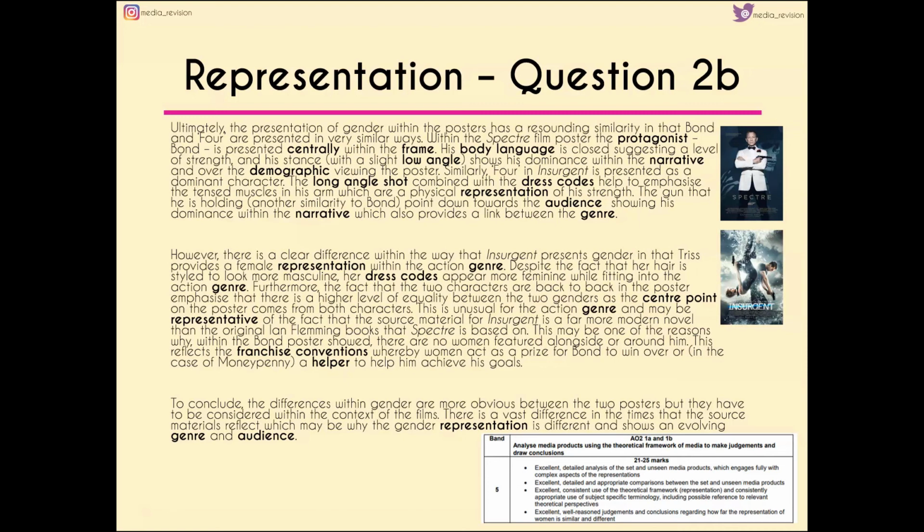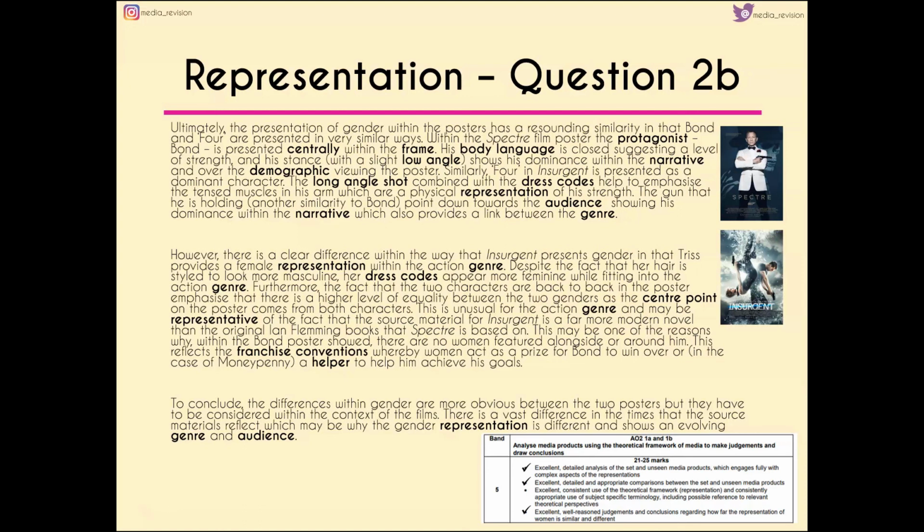Now, I think here that I have given an excellent detailed analysis. I think I've given an excellent and detailed comparison, and I think I've given well-reasoned judgments in that paragraph at the bottom. It's not as long as the one I did for the man with the golden gun, but hopefully you can see how you can still hit the mark scheme without necessarily writing reams and reams and reams.